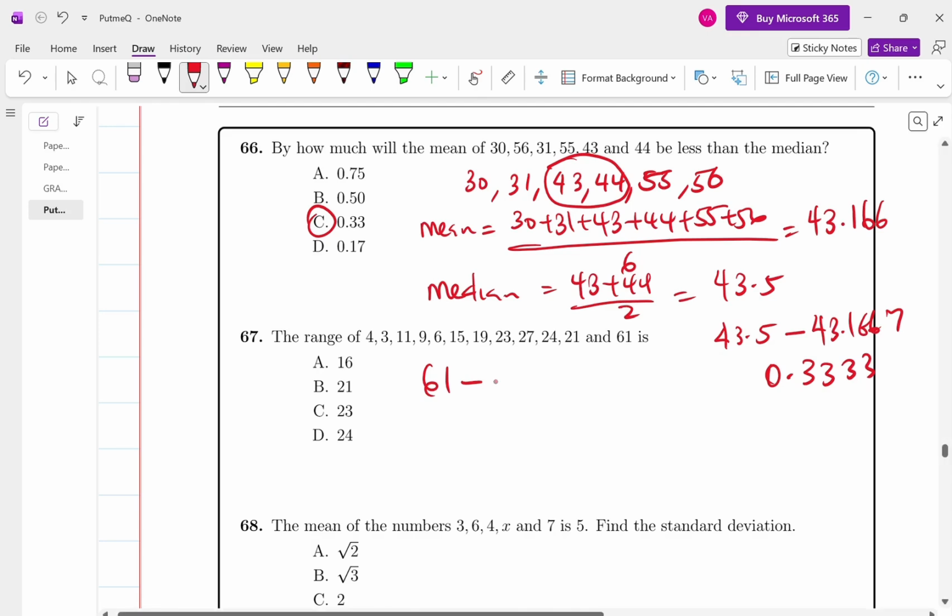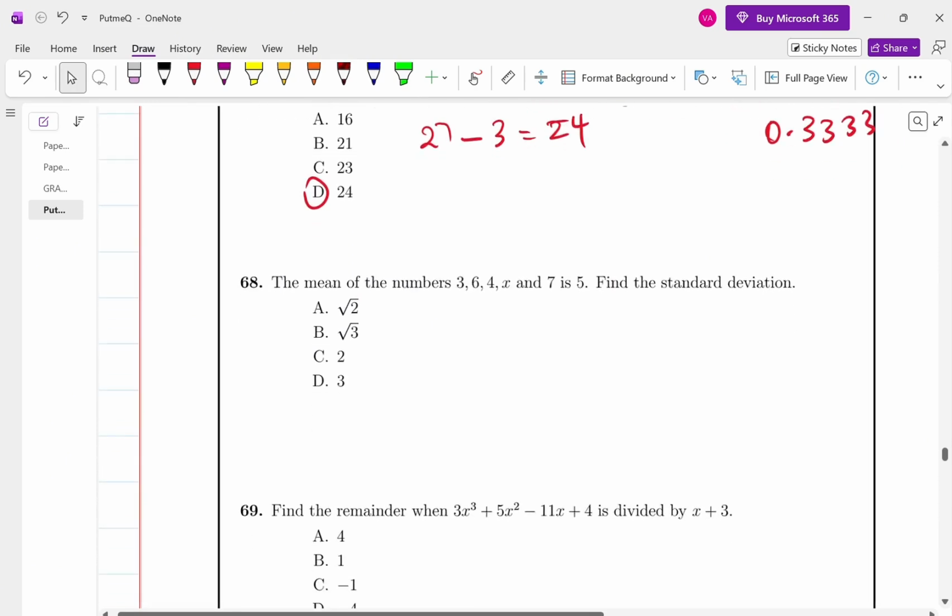Okay. So this is 58. So that's the problem. I don't think that's correct. So maybe this was supposed to be 21, not 61. So if it's 21, that means the highest will then become 27. And 27 minus 3 is 24. So I think that was a typo. So the answer becomes 24. The largest is 27, not 61. So there was a typo here.